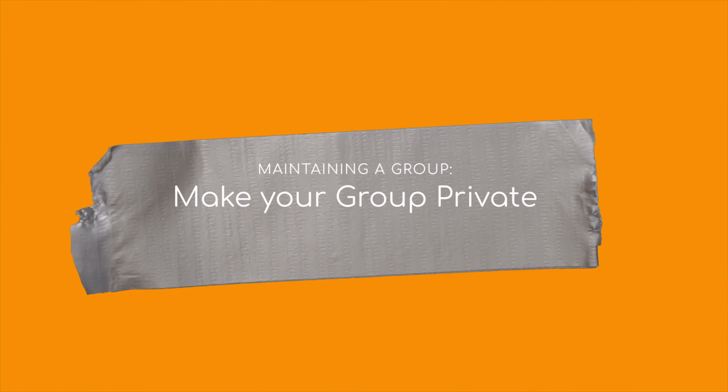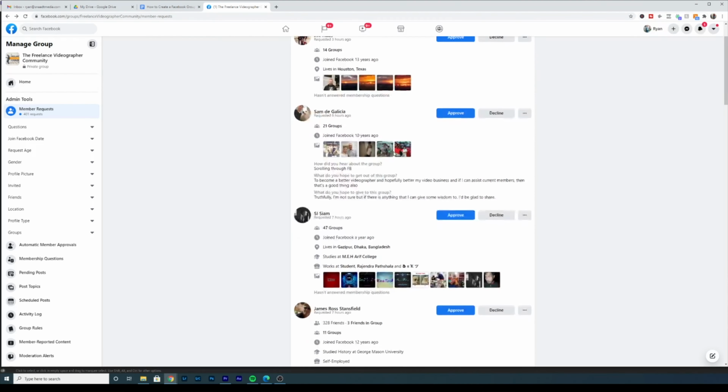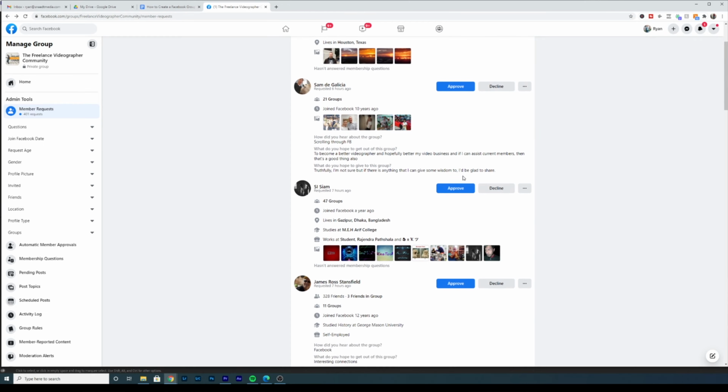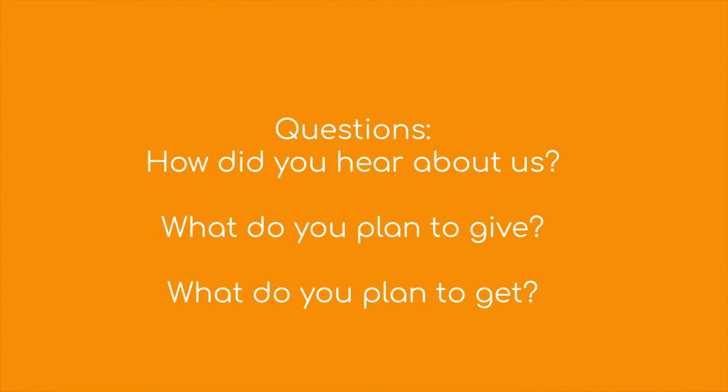Another step that you can do is to make the group private, so people have to request to join with a submission, and they have to answer a couple questions before they can get let into the group. This is great for just keeping out spammers and people that are trying to abuse your time and just use your group to try and sell things to people. But it's also a great way to kind of screen people. And in my group, I ask 3 questions. I ask, how did you hear about us? What do you plan to give to the group? And what do you plan to get from the group? These 3 questions tell me pretty much everything I need to know about a submission to see if they're a good candidate to be in the group.